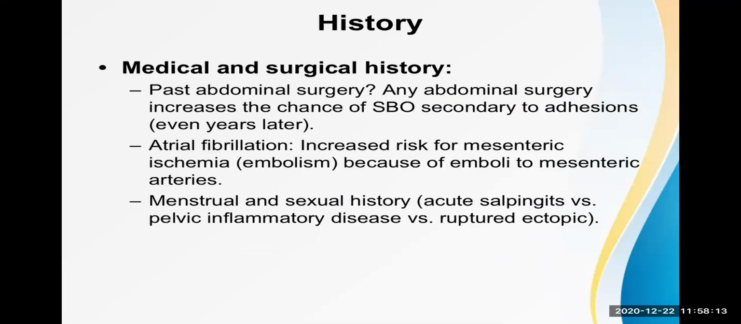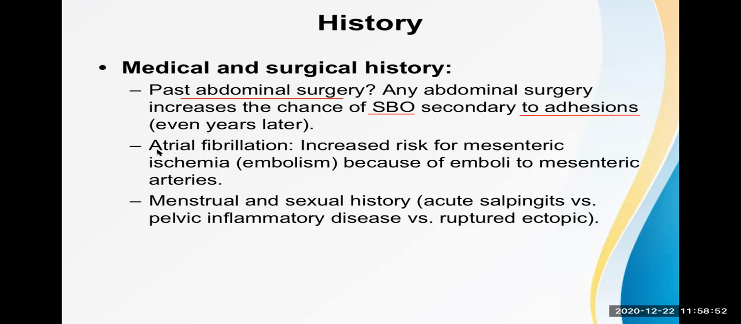Now, what about the other aspect of the history? Let's ask some medical and surgical history. We always ask about any past abdominal surgery. Any abdominal surgery done in the past increases the chance of small bowel obstruction secondary to adhesion, even years later. Adhesion is a very important cause of intestinal obstruction. Even the large bowel can be obstructed, but small bowels are smaller tubes, so there's a high chance of obstruction there.